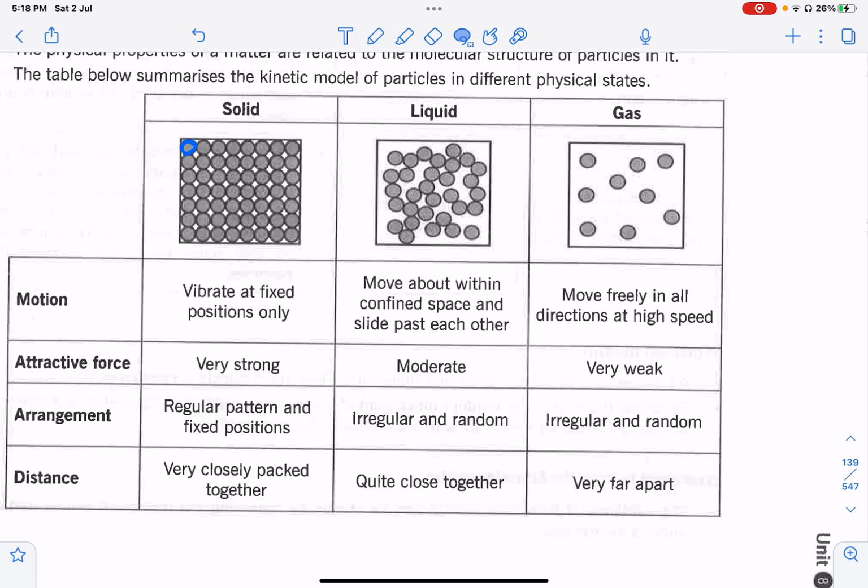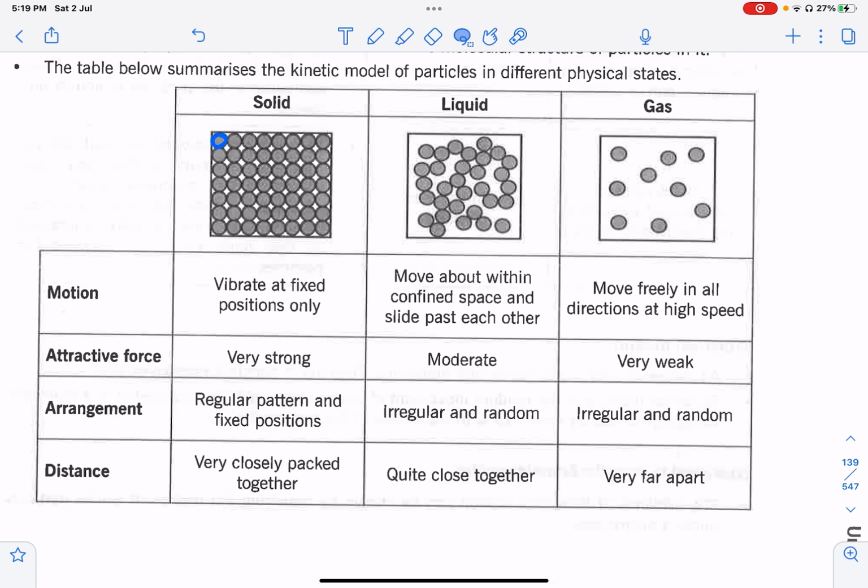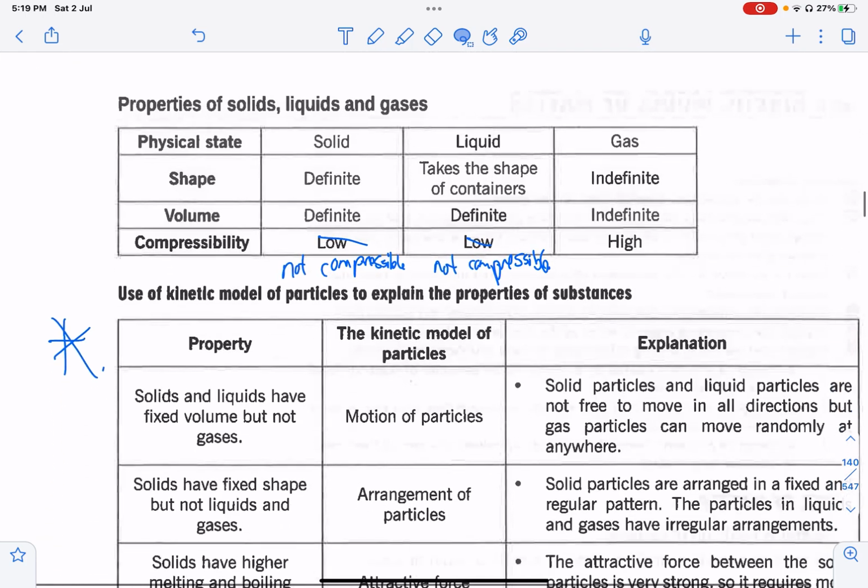Finally, we look at gas. For the gas, the particles are always moving freely in all directions at very high speed. Why is it so? It's because the force of attraction between the particles is so weak that they are not holding each other. So they can move everywhere very freely and randomly. The arrangement is irregular, and the particles are very far apart from each other. You may want to take some time to remember this table, because it's also related to your chemistry topic, most probably the first or second chapter on kinetic particle theory.